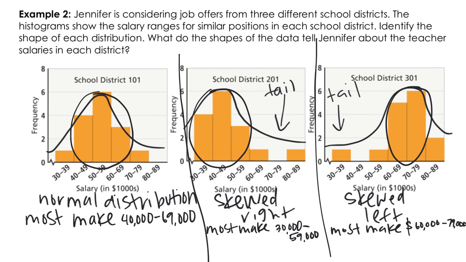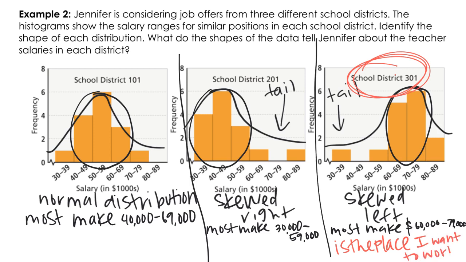So if we look at those, we have a $40,000 to $69,000, $30,000 to $59,000, and a $60,000 to $79,000. So what I would say is school district 3 is the place I want to work, because they are making the most amount of money, or most people are making in the higher range of salaries within these 3 school districts.